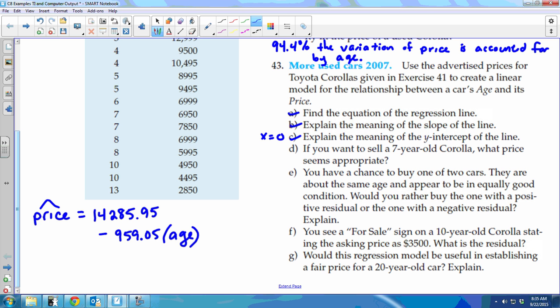We're talking about Toyota Corollas here, right? That could be feasible. We could see that happen. If you want to sell a 7-year-old Corolla, what price seems appropriate? So how would I figure that out? Just put 7 into the model for age, right? You could do that. I'm trying not to waste your time, so you have time to do work in class today.